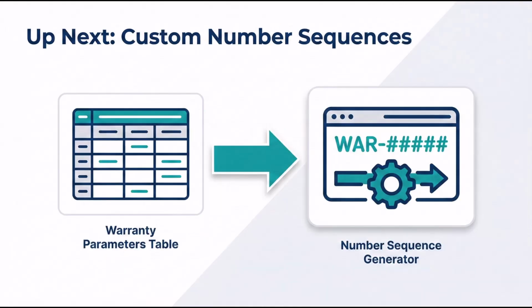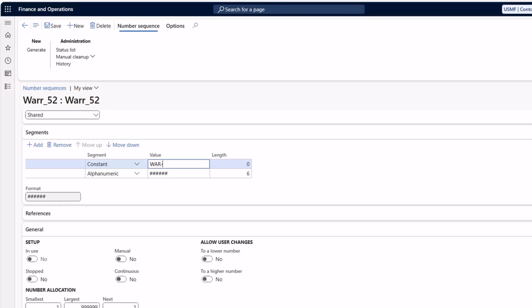In the next video, video 10, we're going to build on this. We'll create a custom number sequence so that our warranty claims can get auto-generated IDs.